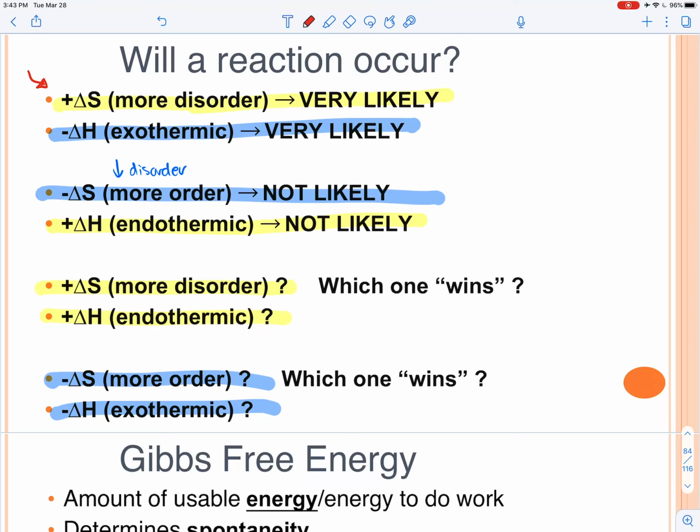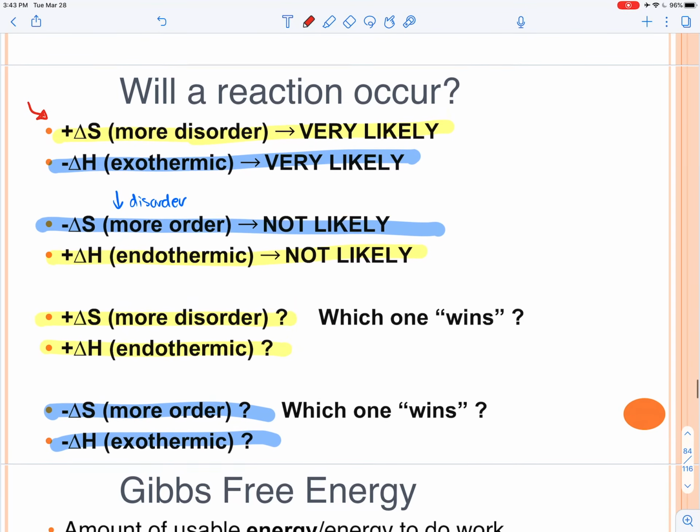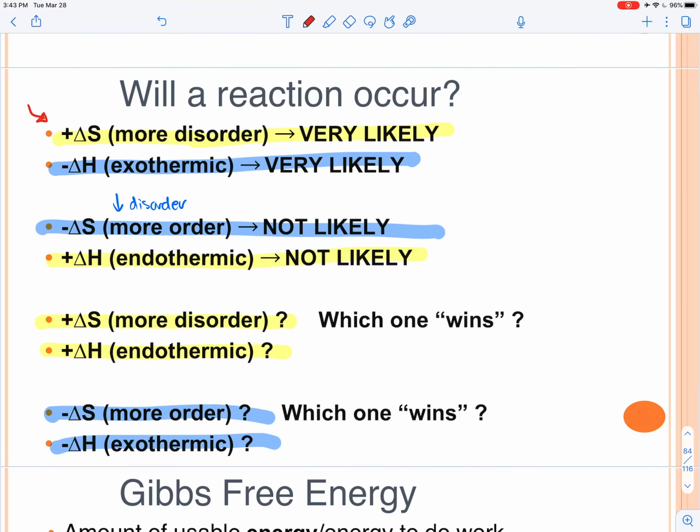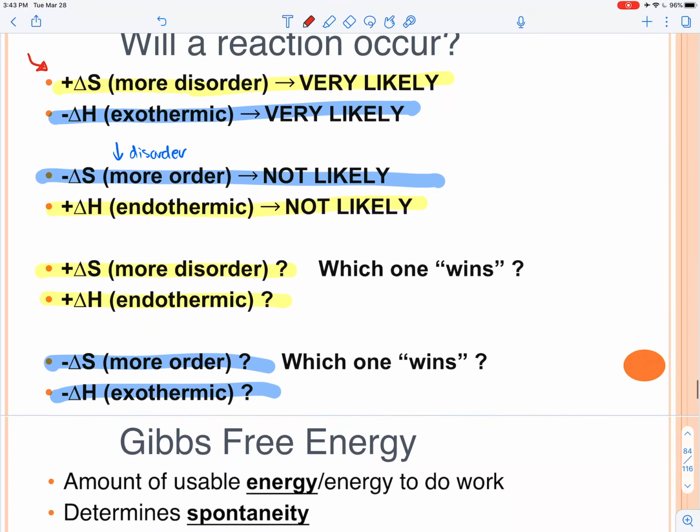Which one wins out, right? If we have more disorder, but it's an endothermic reaction, is that going to be likely? And so to settle this, we need some kind of tiebreaker, and that's where Gibbs free energy comes in.